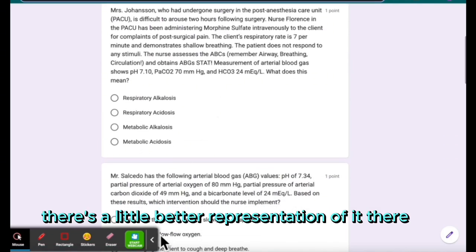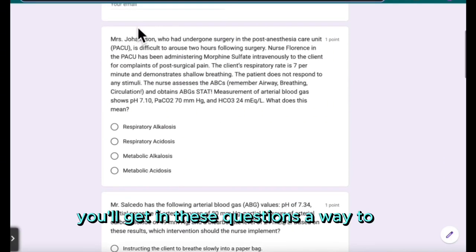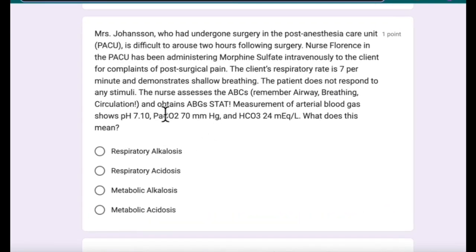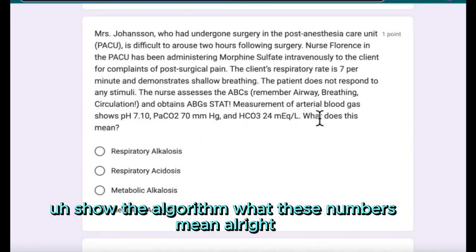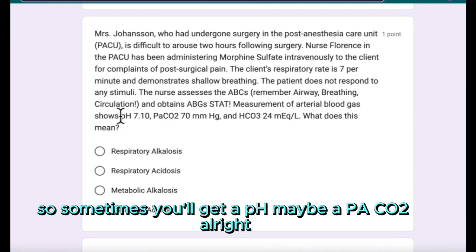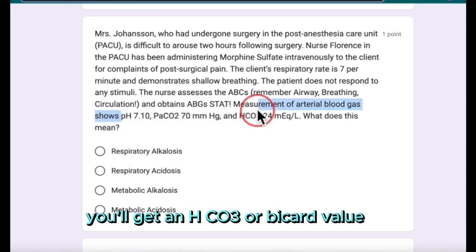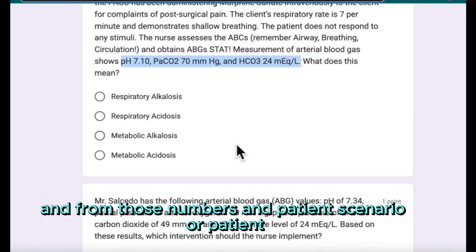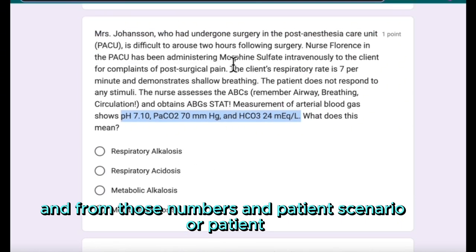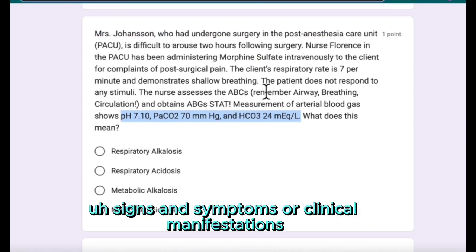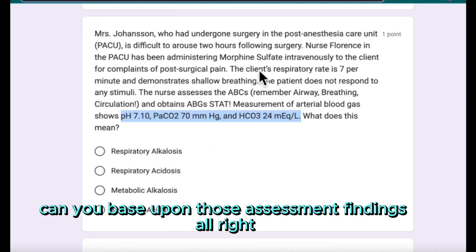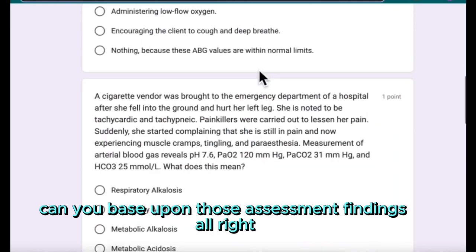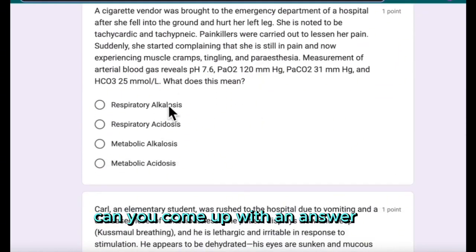Often you will get in these questions a way to show what these numbers mean. Sometimes you'll get a pH, maybe a PaCO2. You'll get an HCO3 or bicarb value. Do you know what those numbers mean? And from those numbers and the patient scenario, or patient signs and symptoms or clinical manifestations, can you, based upon those assessment findings, come up with an answer?